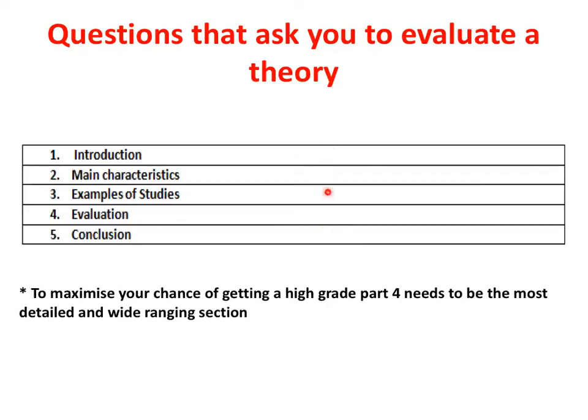So if you get a question that asks you to evaluate a particular theoretical perspective, then I suggest using this 5-part essay structure consisting of an introduction, a concise summary of the main characteristics of the theory, examples of studies and writers who we would associate with the perspective, an evaluation of the theory, and then a conclusion. And it's really important to maximise your chance of getting a high grade that section number 4, where you evaluate the strengths and weaknesses of the theory, needs to be the longest.